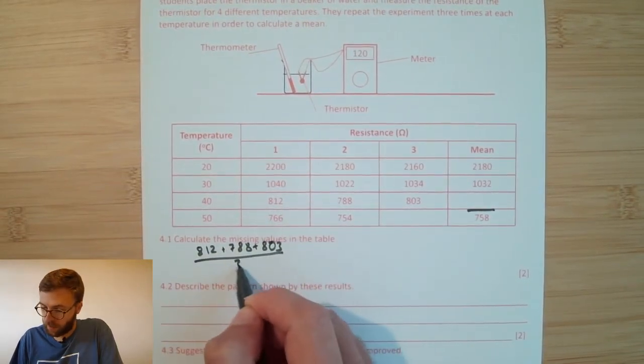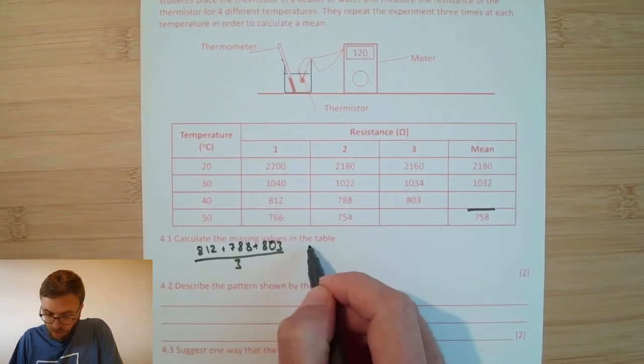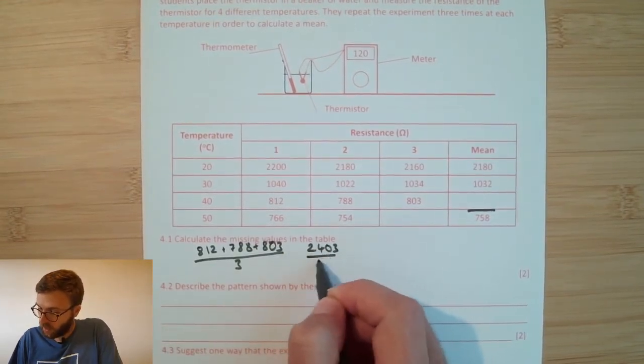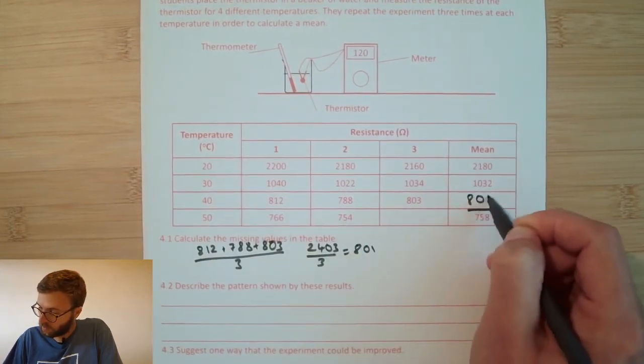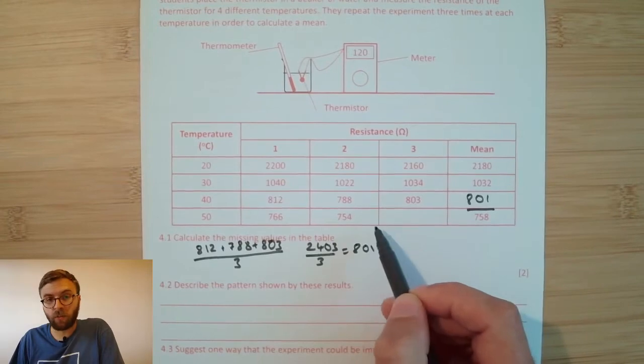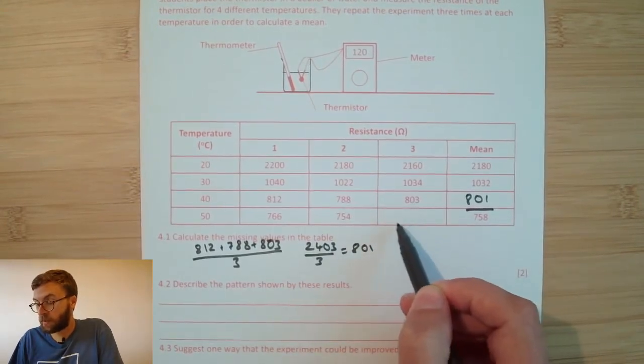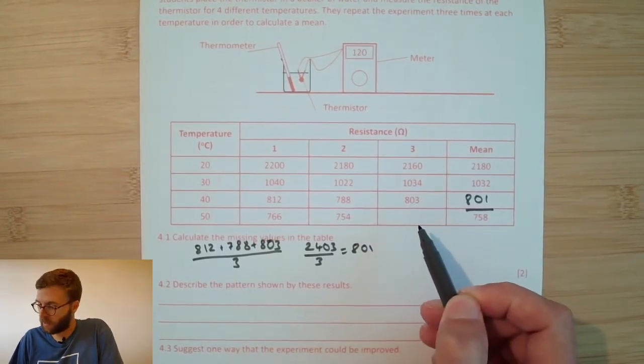And divide by 3 to get us our mean. If we sum those up, we get 2,403, still divided by 3, gives us 801. This question is a little more tricky, because in this one they haven't given us the third value, we have to work it out ourselves.